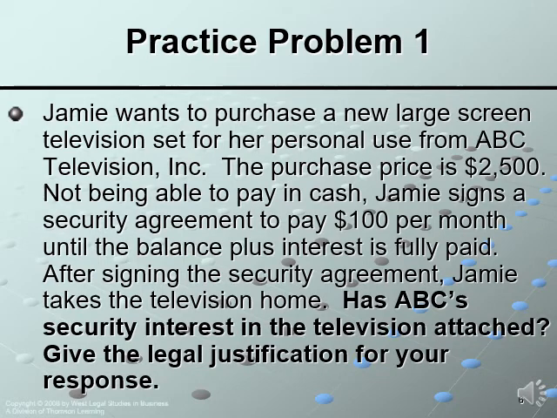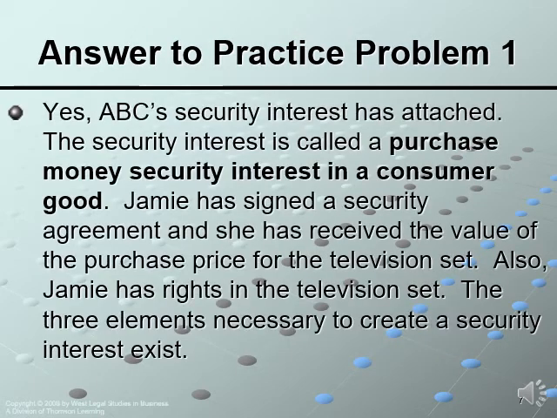So if you're looking for the three elements, first you are looking for the actual security agreement, and we said there was a security agreement. You're looking for the debtor having an interest in the collateral, and Jamie signed the security agreement. She also had rights in the collateral. She took the TV home. And then you have value. She's purchasing it on credit.